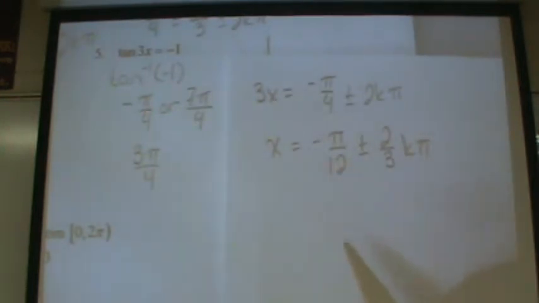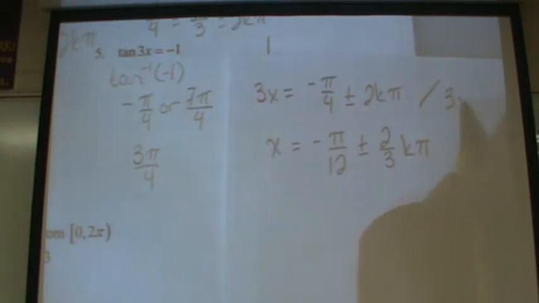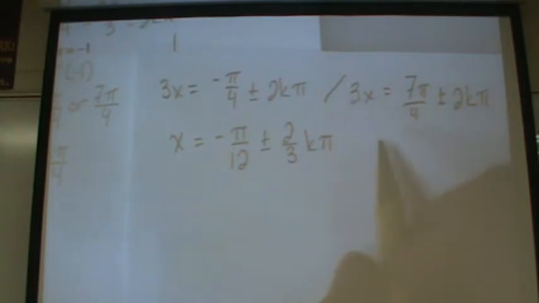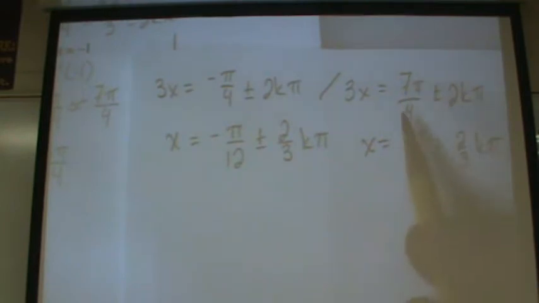Or if we use that 7 pi over 4, we would have 3x equals 7 pi over 4 plus or minus 2k pi, which would give us x equals 7 pi over 12 plus or minus 2/3 k pi. So either one of these answers is good for that 4th quadrant angle.